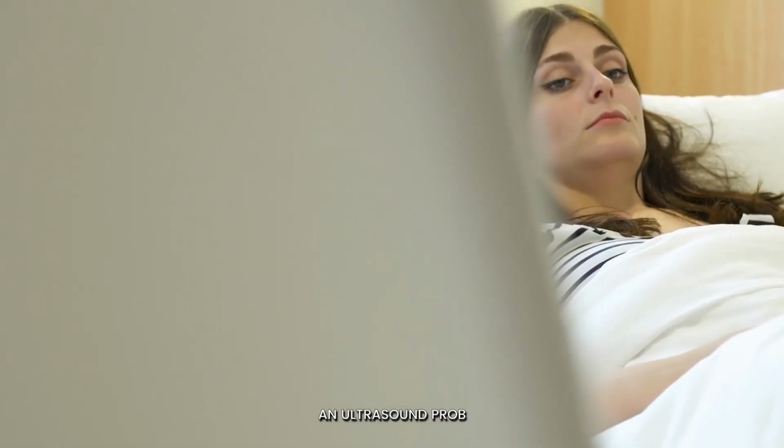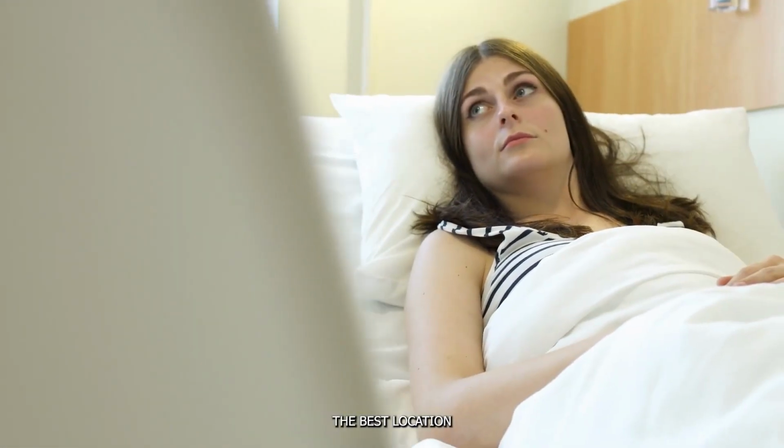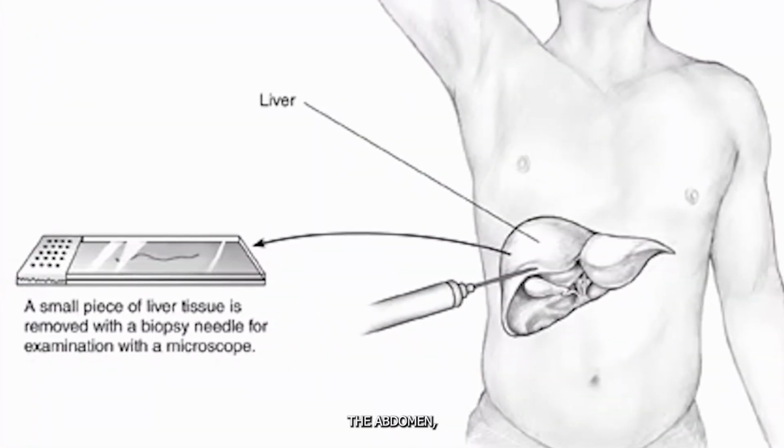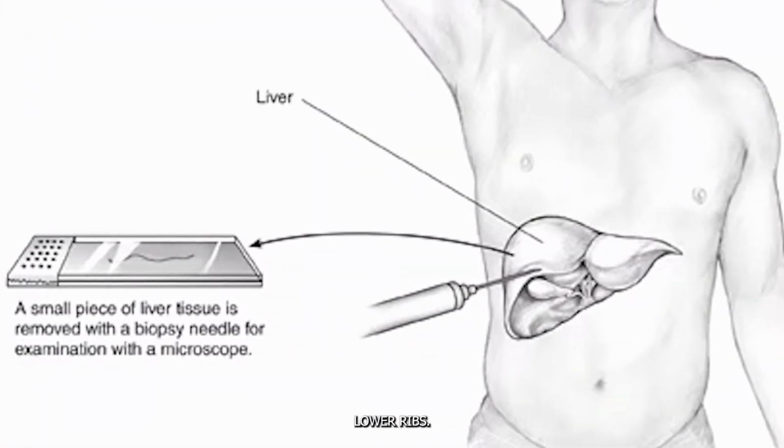You will be required to change into a hospital gown and lie on a bed in the ultrasound room. The doctor will apply gel to the skin and use an ultrasound probe to identify the best location for the biopsy. This is usually on the right hand side of the abdomen, below or in between the lower ribs.